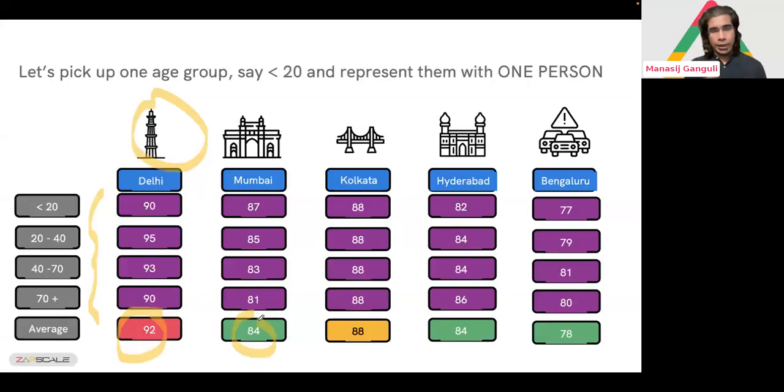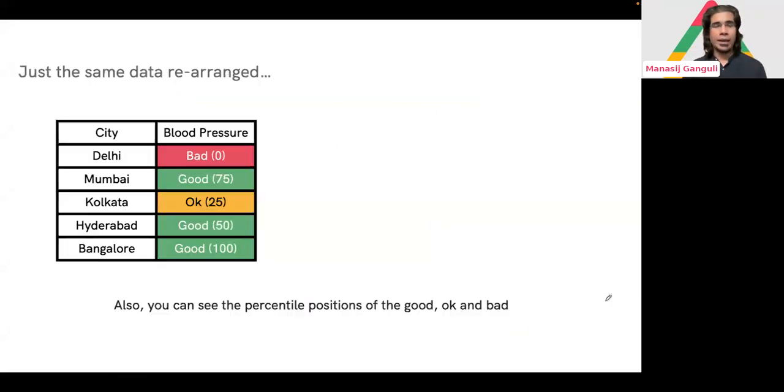Now, if we take the same data points and put them into percentiles, Delhi will occupy the lowest percentile because it is the unhealthiest city, and Bangalore will be the healthiest percentile because it is the healthiest city. So this is exactly the same structure here. You see, Bangalore is at the 100th percentile. Nobody is better than Bangalore. The second best city is Mumbai. Third best city is Hyderabad. Then fourth is Calcutta. And then finally, Delhi is doing the worst in terms of blood pressure measurement.